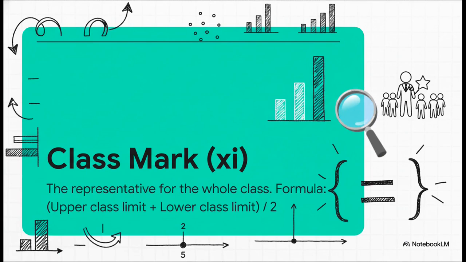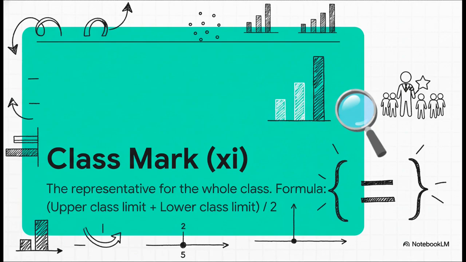And here's our solution. It's called the class mark. This is the single number that will represent the entire group. And the formula is super easy. You just add the highest and lowest numbers in the group and divide by 2. It's the exact middle. Think of it like a team captain. The captain represents the whole team, while the class mark represents the whole interval.